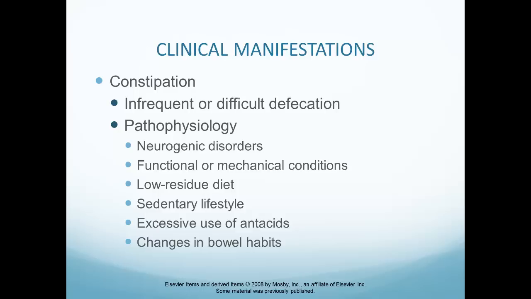So there are neurogenic disorders, obviously, that can cause this to happen, functional mechanical conditions, and a low residue diet. That's what we're talking about here with most of the people that we see in our society having problems with constipation. Excessive use of antacids can cause constipation. Antacids usually have a calcium base or some other kind of base that can cause the stool to become hard. Also, antacids can absorb some of the fluid in the GI tract and make for a hard stool.